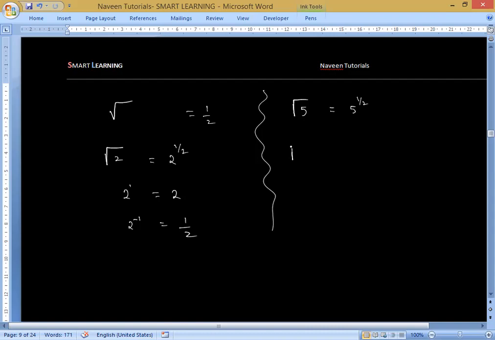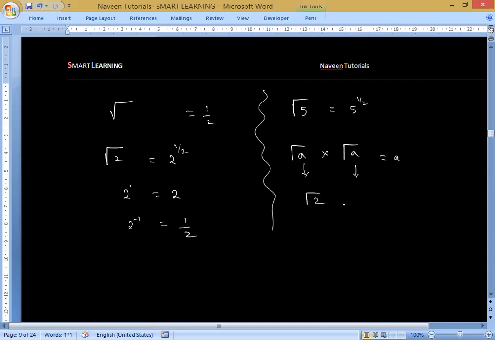We have one formula: root a into root a. Listen properly. I'm revising everything from the beginning. This is already taught in the class, right? Root a into root a is always a. Here a may be any number.